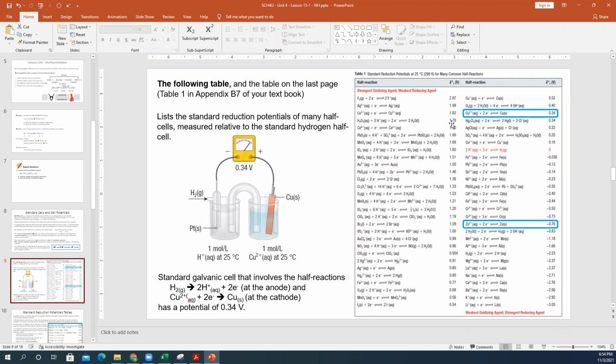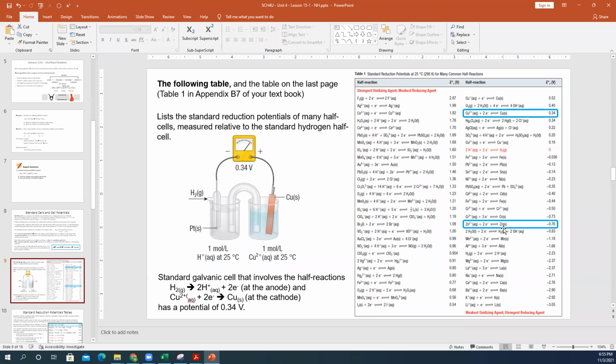And so there's a list of them here, starting with the strongest oxidizing agent, which is the weakest reducing agent here at the top of the list. And as you go down towards the bottom of the list, you have the weaker oxidizing agents. So for example, you can see here is hydrogen at 0. So that is the two sides, the stronger oxidizing agents and the weaker oxidizing agents. And here we can see that copper is a stronger oxidizing agent than zinc.